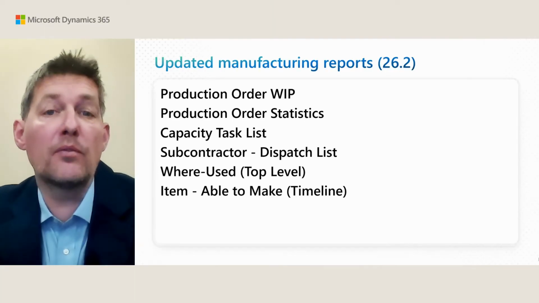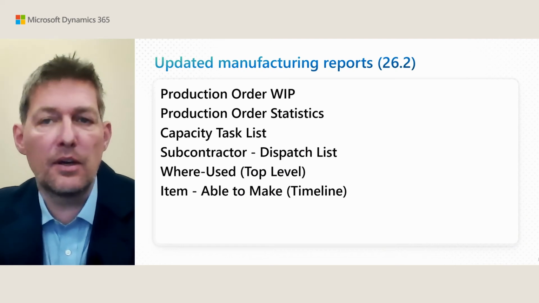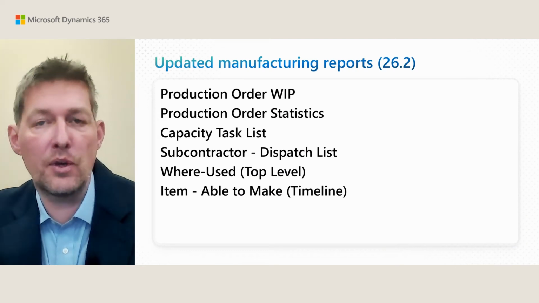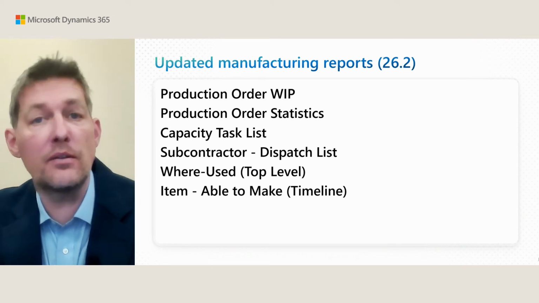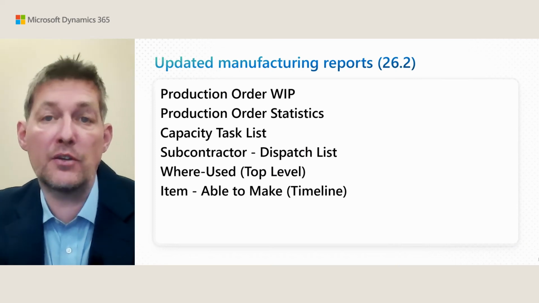To recap the updated reports, these are the 6 updated reports you get in version 26.2, just a complete list. So whenever you get updated to that version, try them out, and hopefully they will give you a lot more joy in analyzing your manufacturing data.